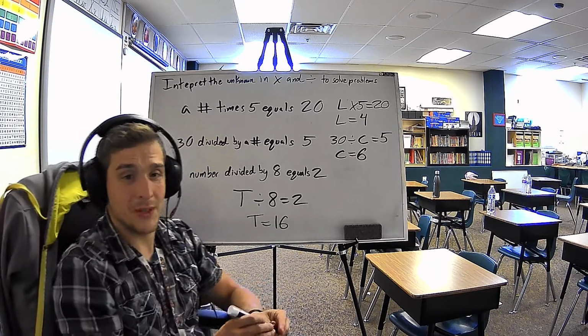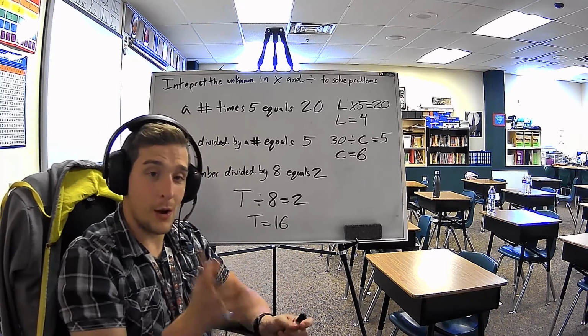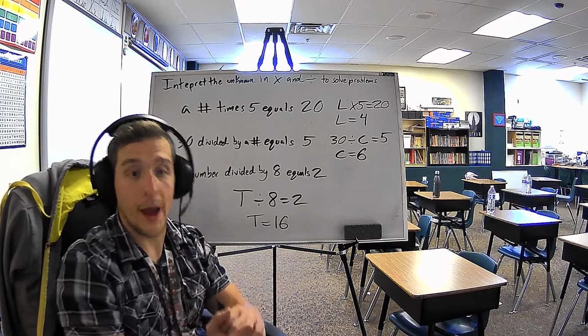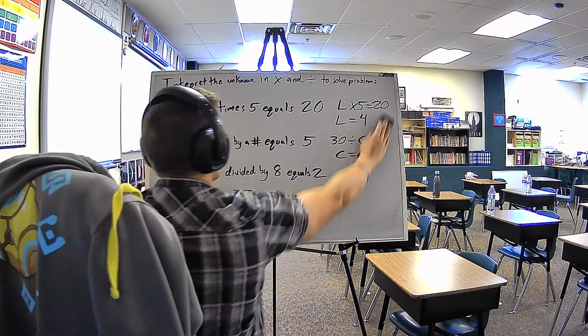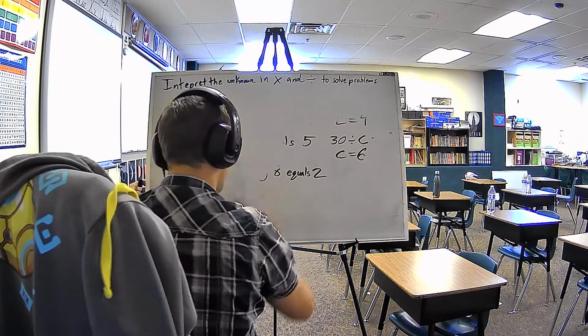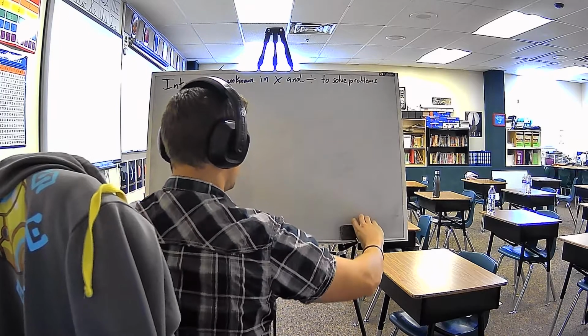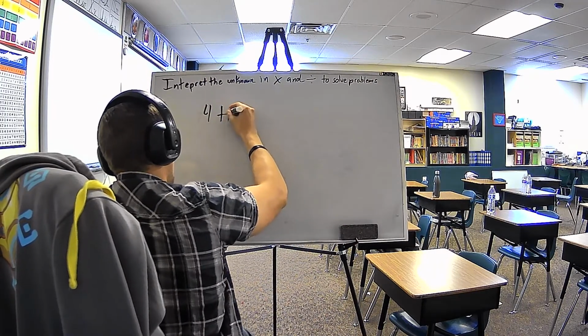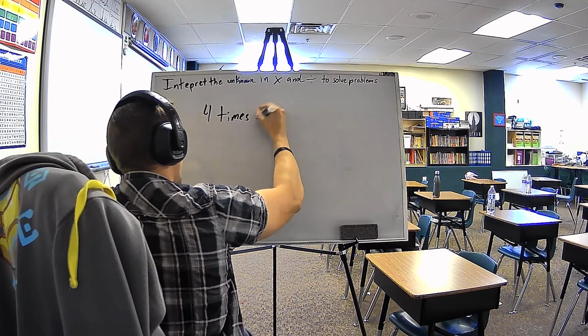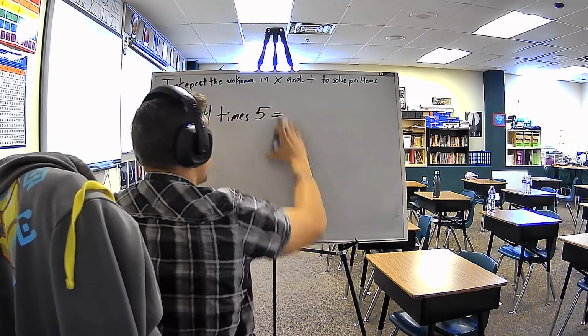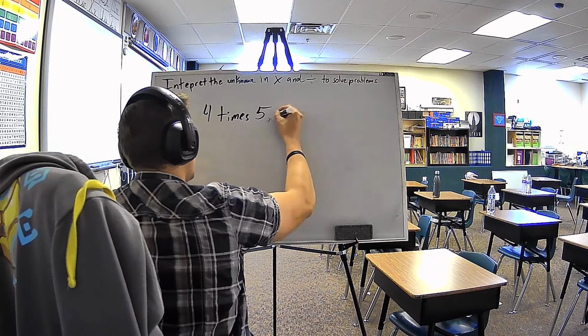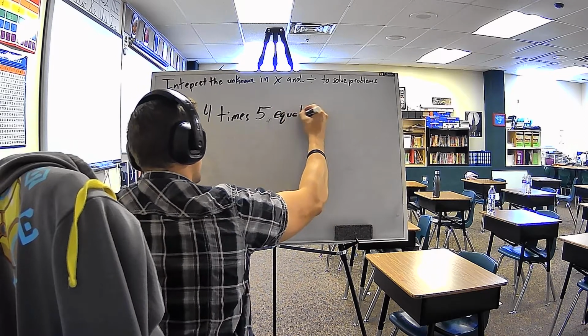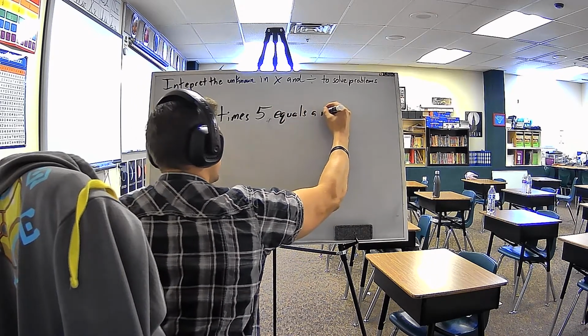Now that's kind of the majority of this. I will give you one more, and you're going to be like, oh, yeah, I do that problem all the time. And that is something along these lines. You could say 4 times 5 equals, let me actually write out the full way, equals a number.